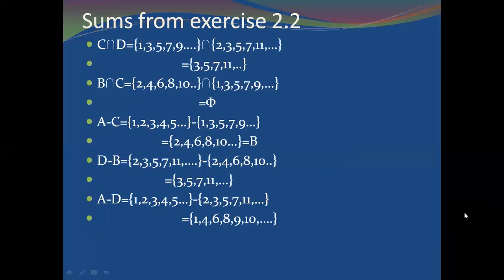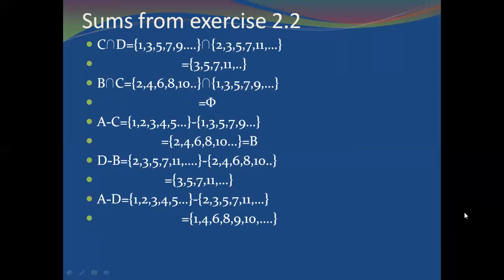Now, B intersection C, that is 2, 4, 6, 8, 10, etc. They are even elements. And intersection 1, 3, 5, 7, 9, that is an odd number set. There is nothing common in the even number set and the odd number set. So B intersection C is equal to the empty set.